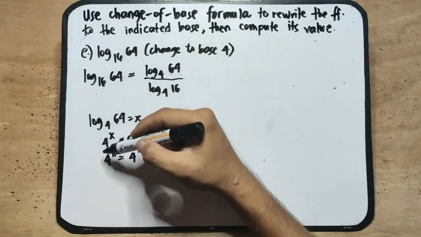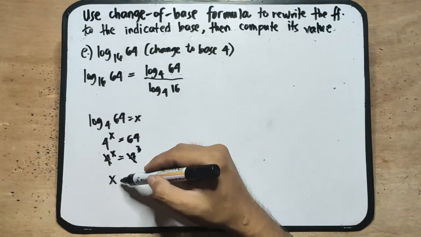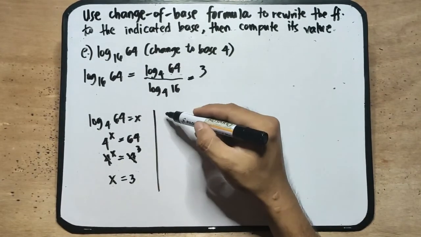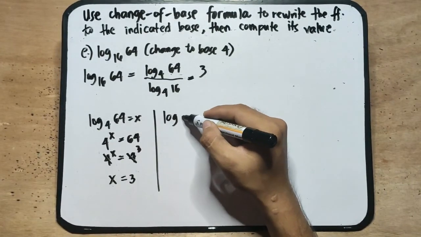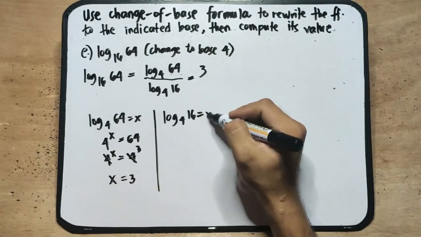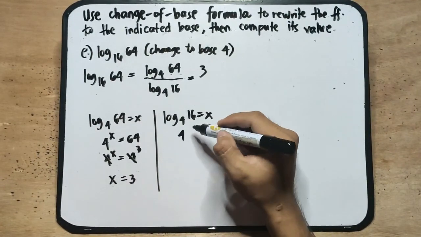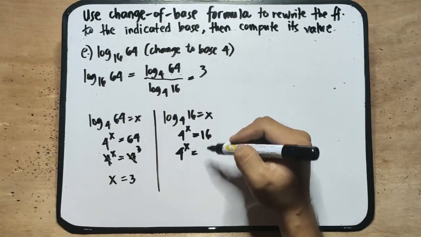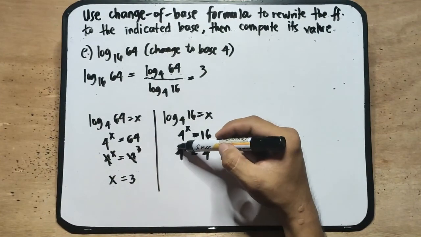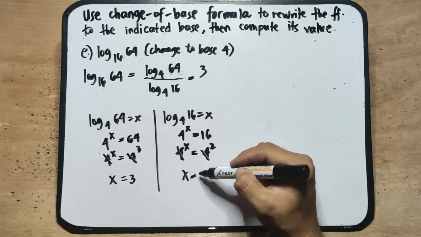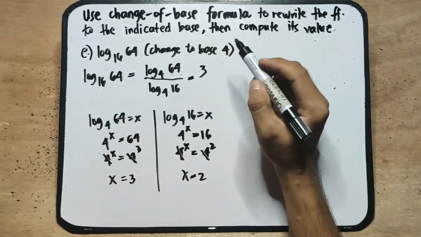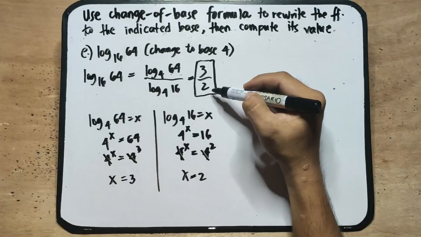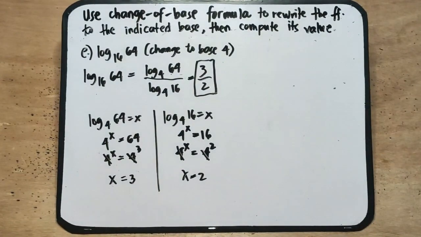So pareho na ng base, disregard the base. We have x is equal to 3. The value for the numerator is 3. Solving for the denominator, we have log base 4 of 16 is equal to x. So transform to exponential form, we have 4 raised to x is equal to 16. 16 is a multiple of 4. 4 squared is 16. Same base, disregard the base, bring down the exponents. So the value for the denominator is 2. So therefore, the value for item E is 3 all over 2. Understood?